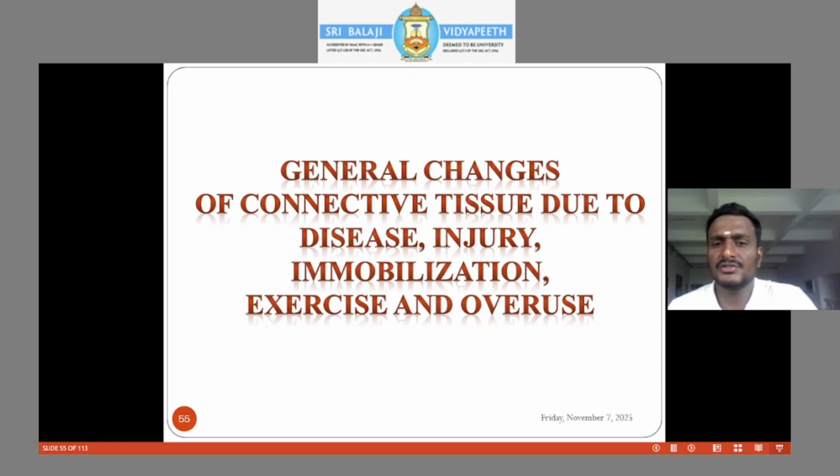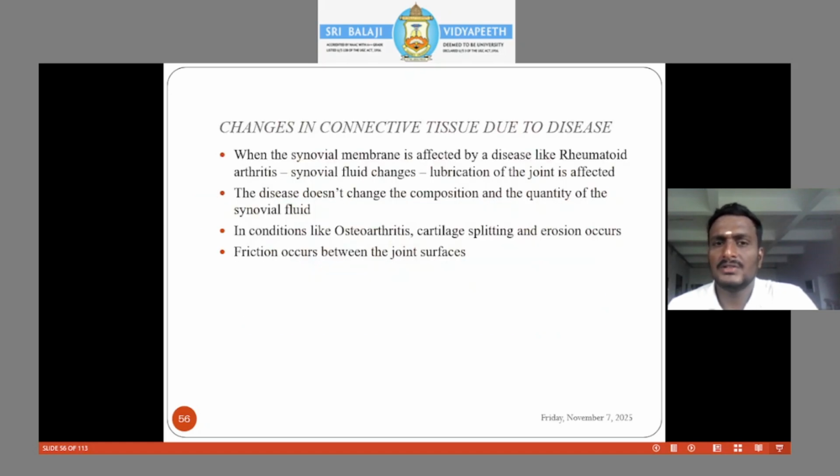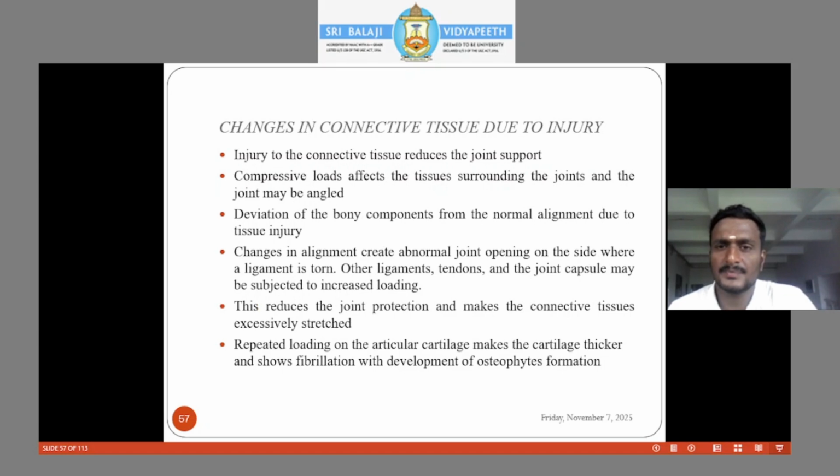General changes of connective tissue due to injury, disease, immobilization, and excessive use. Changes in connective tissue, especially due to disease. Whenever there is a disease, a very common musculoskeletal condition, the synovial membrane is affected, like rheumatoid arthritis, and synovial fluid changes take place. So there is loss of lubrication, and articular degeneration takes place. Subchondral sclerosis is the end result. In OA, cartilage splitting and erosion occur, with friction between the joint surfaces.